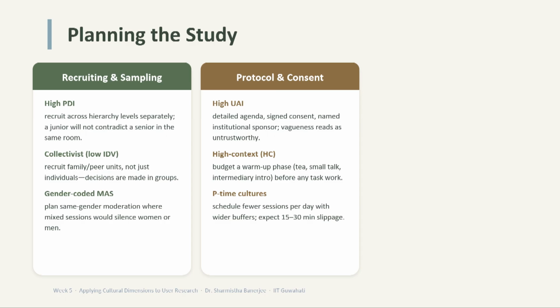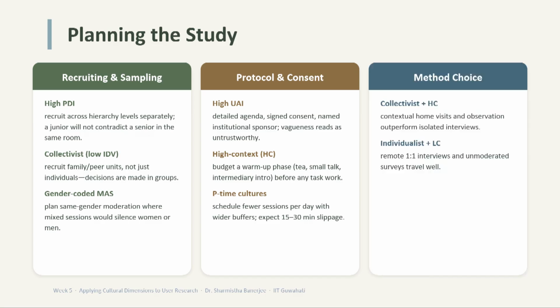In a high context culture, budget a warm up phase like tea, small talk, intermediary, intro before any task works. In polychronic time cultures, schedule fewer sessions per day with wider buffers, expect 15 to 30 minute slippage. The method choices. In a collectivist plus high context society, contextual home visits and observation outperform isolated interviews. In an individualist and low context culture, remote 1:1 interviews and unmoderated surveys travel much better.